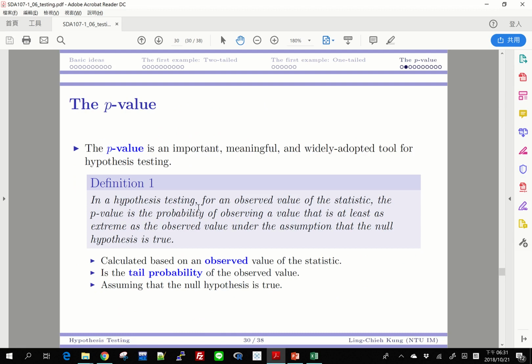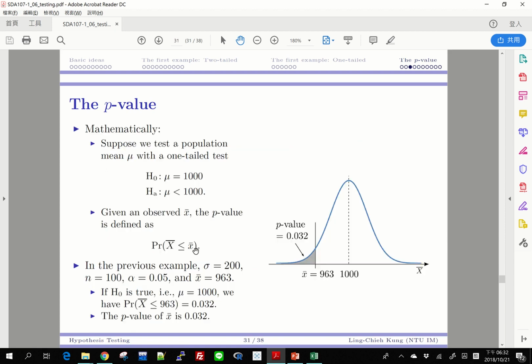In a hypothesis testing, for an observed value of the statistic, in this example we're going to use the sample mean, the p-value is the probability of observing a value that is at least as extreme as that observed value, under the assumption that the null hypothesis is true. So, if our null hypothesis is true, what's the probability for you to see that value or even more extreme values? That's the p-value. So here, we gave you one example.